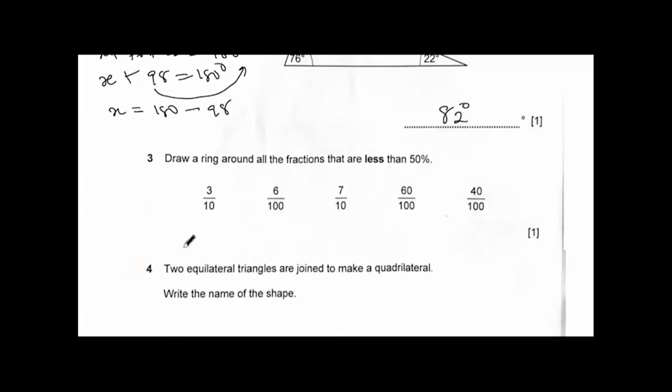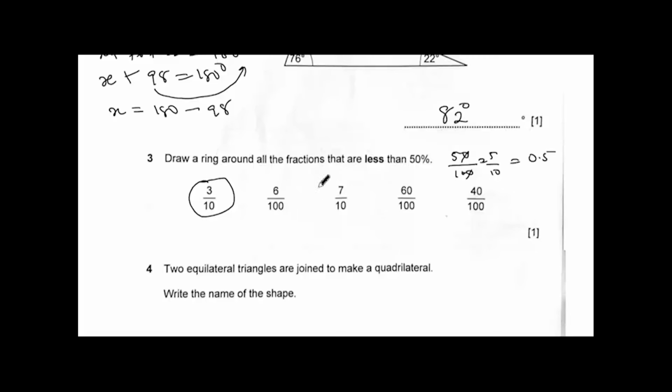Draw a ring around all the fractions that are less than 50%. So 50% is the same thing as 50 over 100. So 0 cancels 0 here. We have 5 out of 10, which is the same thing as 0.5. So we need all the numbers that are less than 0.5. So this is 3 over 10 and is the same as 0.3. So 0.3 is less than 0.5. So I will circle this.